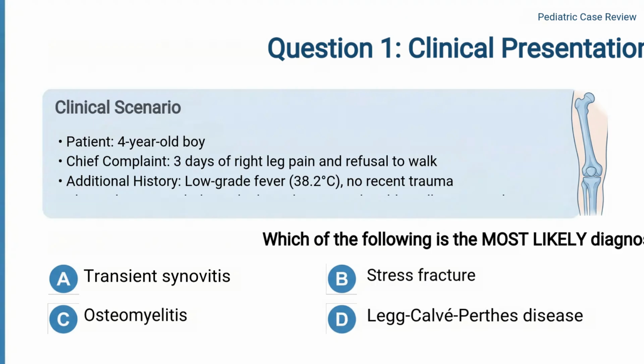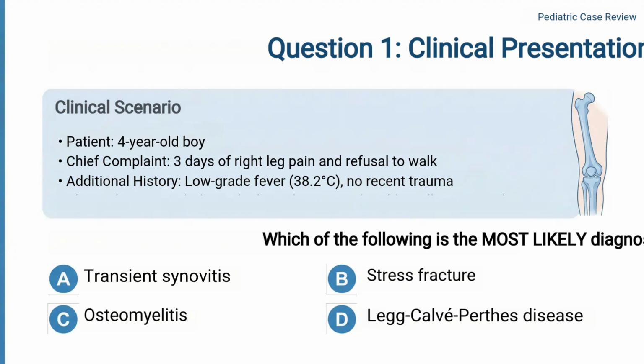A 4-year-old boy presents with 3 days of right leg pain and refusal to walk. His mother reports a low-grade fever of 38.2 degrees Celsius with no history of trauma. On examination, there is tenderness over the right lower limb with mild swelling but no redness. Which of the following is the most likely diagnosis?